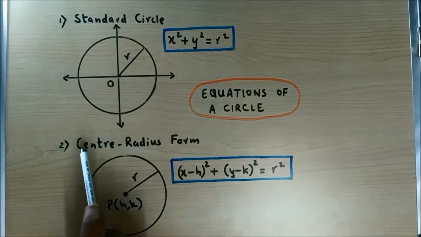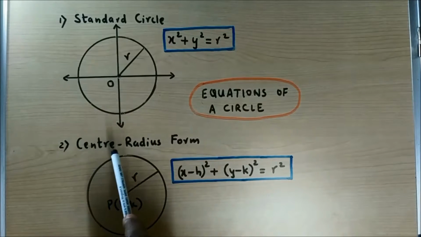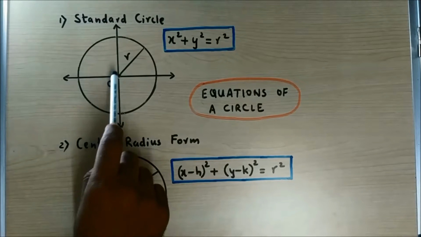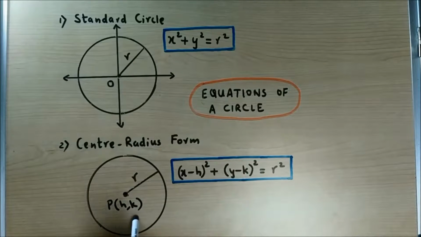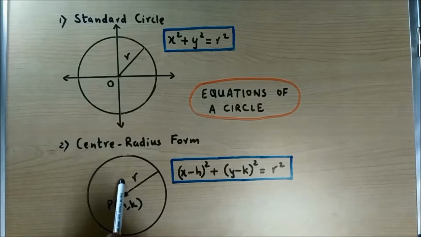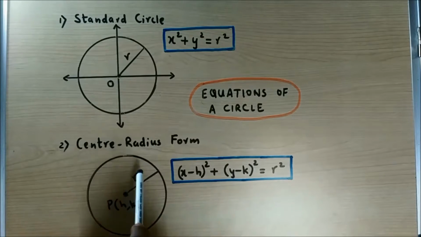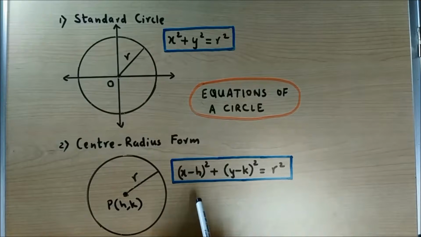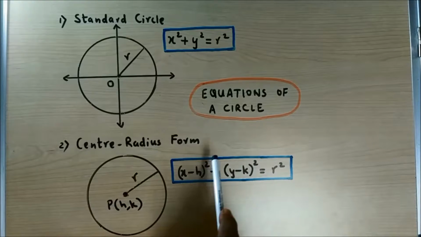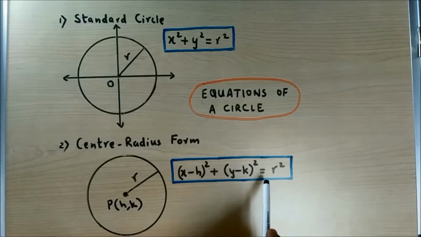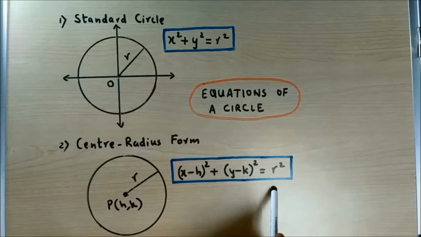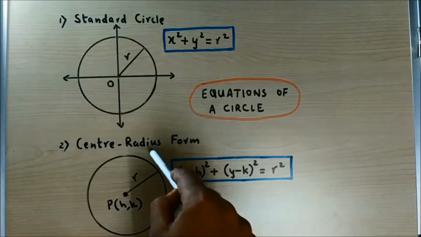Now the next comes the center radius form. Here in this case, the center was at the origin. Now suppose the center shifts to h comma k. So P is the center with coordinates h, k and r is the radius. Now in such a situation, the equation of the circle is given by x minus h the whole square plus y minus k the whole square equal to r square, where r again is the radius of the circle. So these are the first and the second forms.